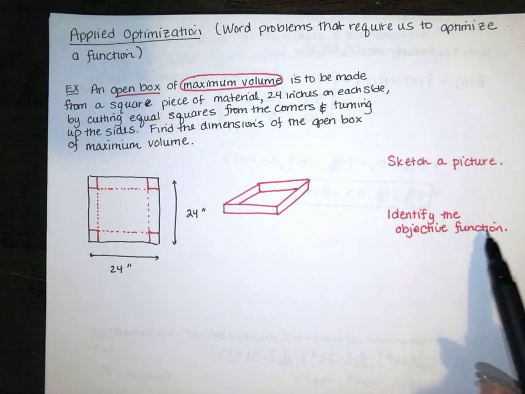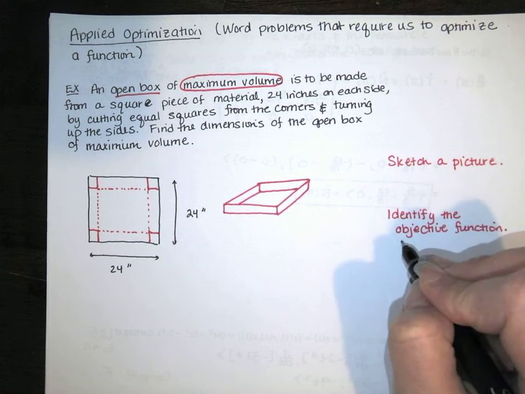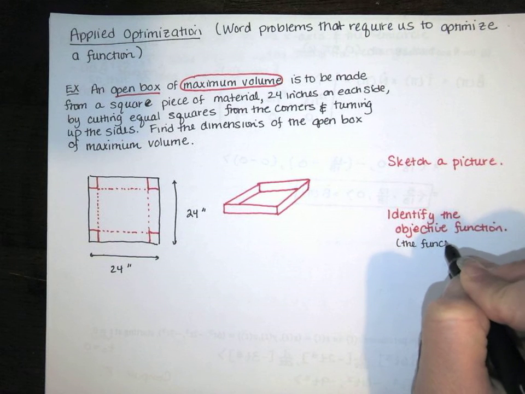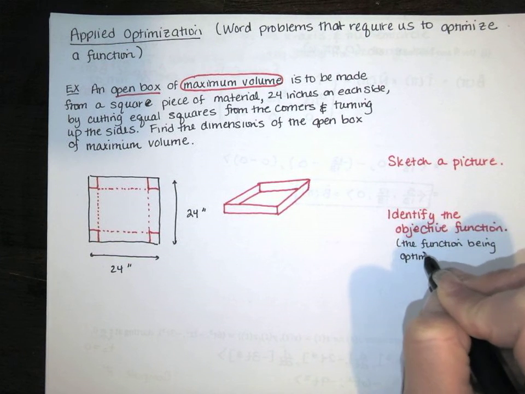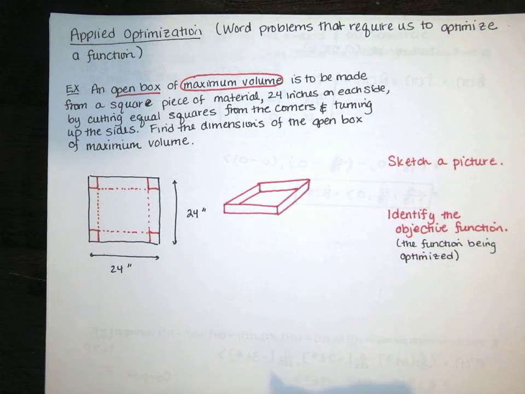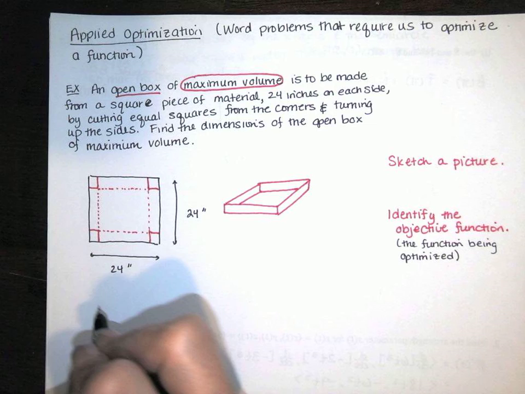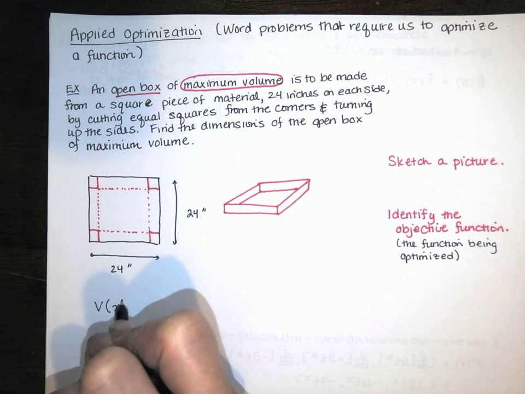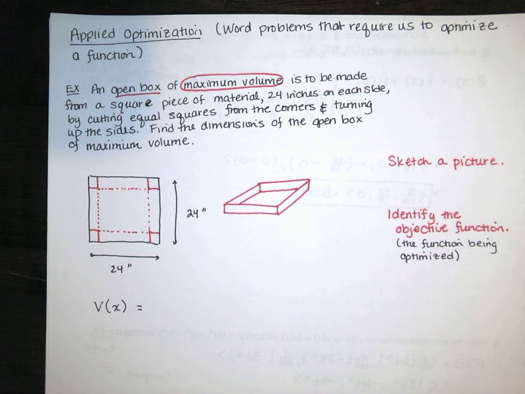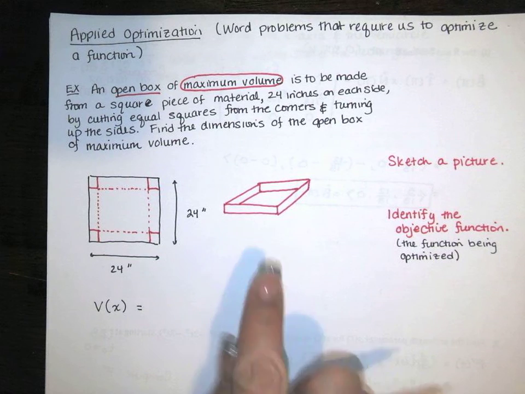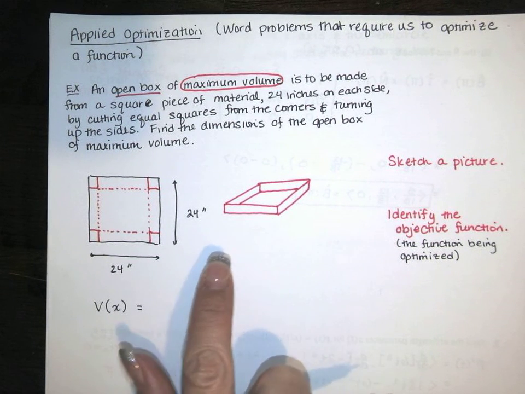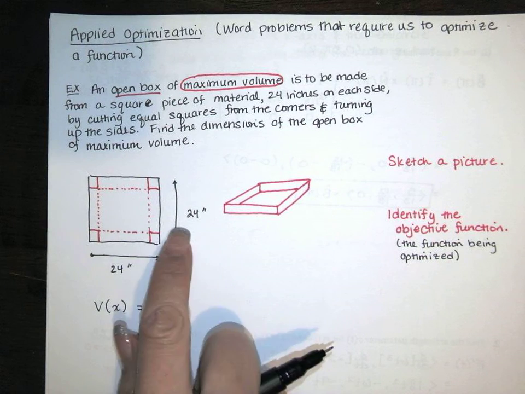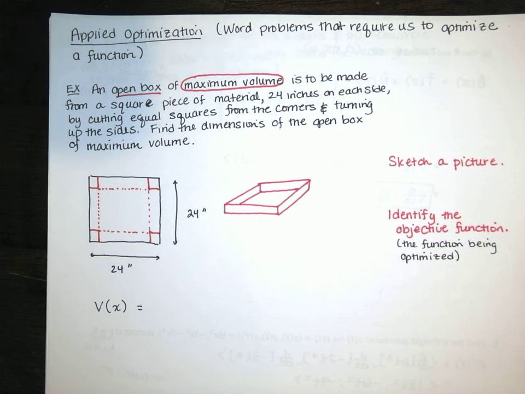So we want to identify the function that we're optimizing. And they're going to tell us somewhere in the problem statement. We see, oh, we're maximizing the volume. So I need to come up with a volume function. I need volume as a function of x. Well, the volume of this rectangular box can be found pretty easily as long as I keep in mind the dimensions that I started with.